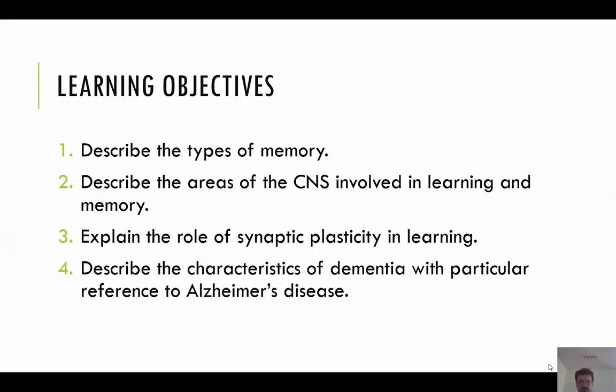So this is just a brief review of some of the learning objectives. We'll talk about different types of memory, and we'll talk about different parts of the central nervous system that are involved in learning and memory. In particular, we want to focus on a concept called synaptic plasticity, because the core of learning at a neurobiological level is this concept of synaptic plasticity. And then finally, we'll just talk a little bit about dementia, and particularly Alzheimer's disease, because many parts of the world have an aging population, and this condition is becoming more and more important within the socio-economic affairs of many nations.